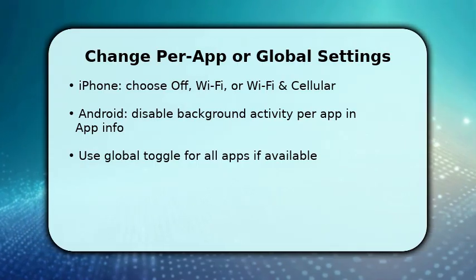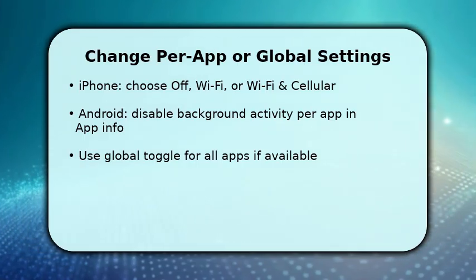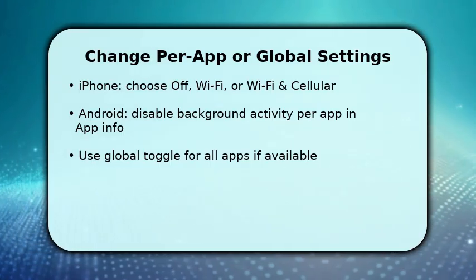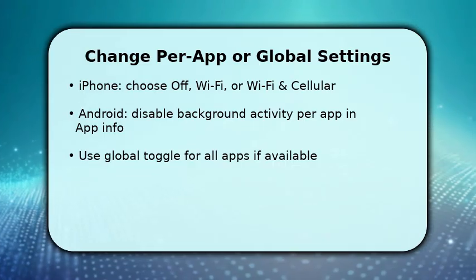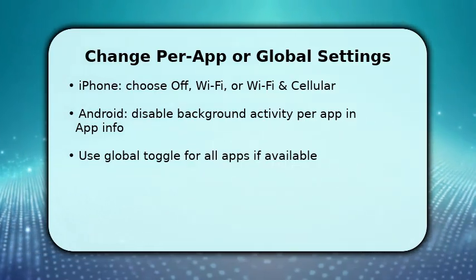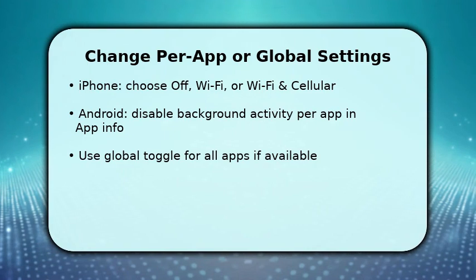On Android, open Settings Apps, pick an app, then tap Battery or Background Activity and disable it. Once you've toggled choices, make sure to exit settings so changes apply. These steps reduce data use and save battery while keeping necessary apps responsive.